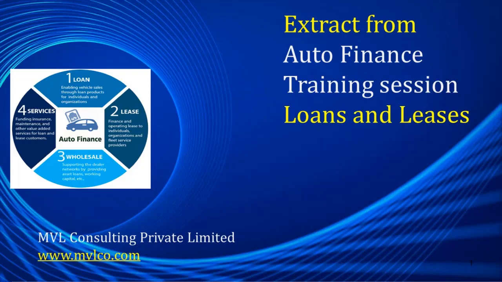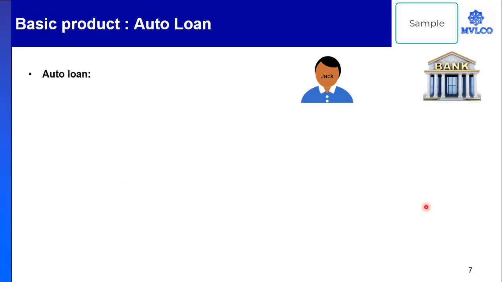Now, let us look at the basic product, very basic. This is generic. For those who do not know, maybe for them this could be an understanding. For those who already know, this is just a refresher. So, I am talking about two very basic products. I will have auto loan.